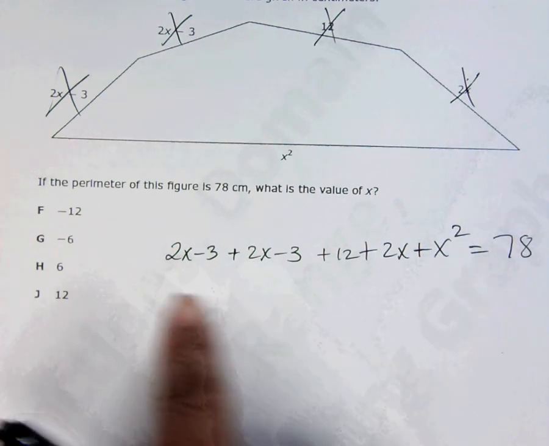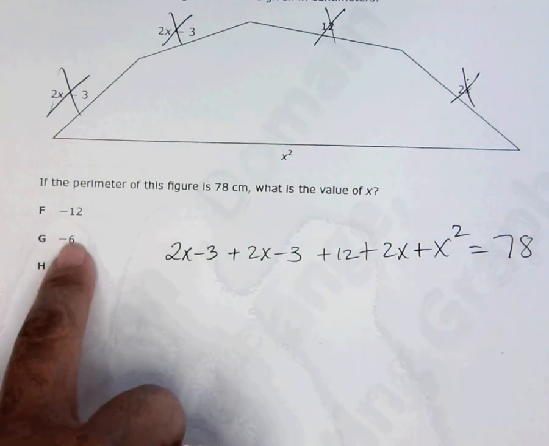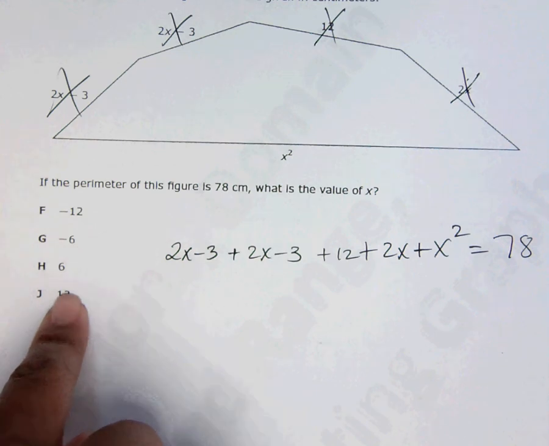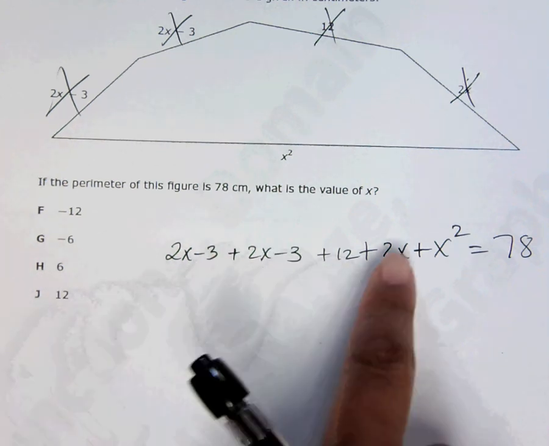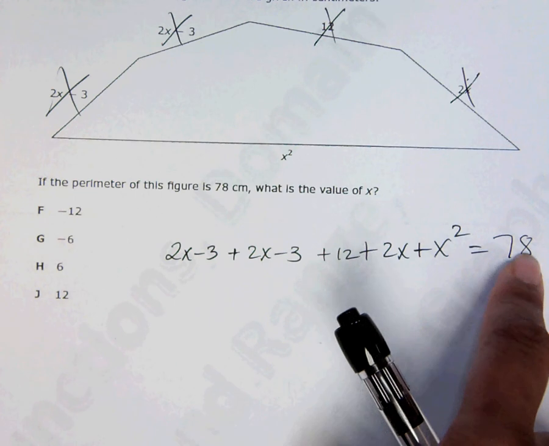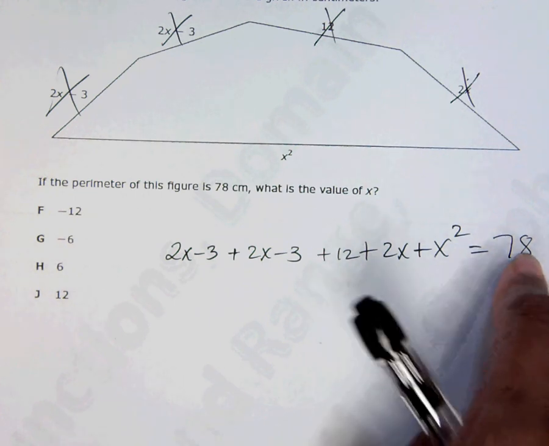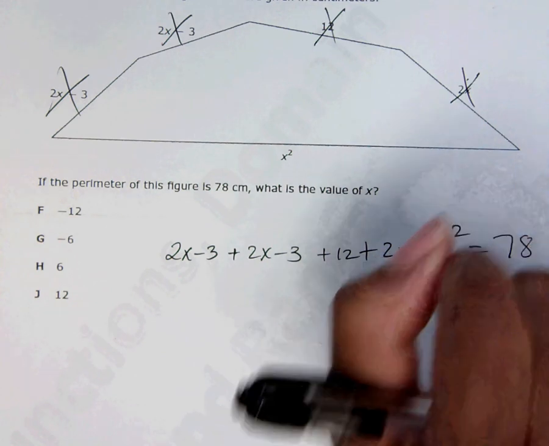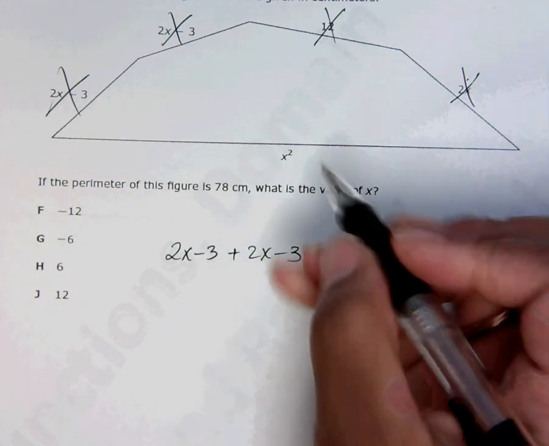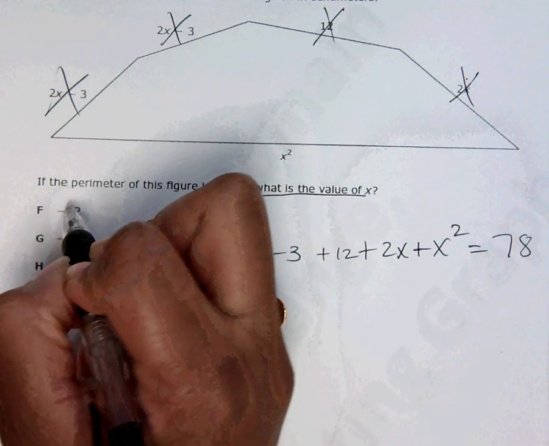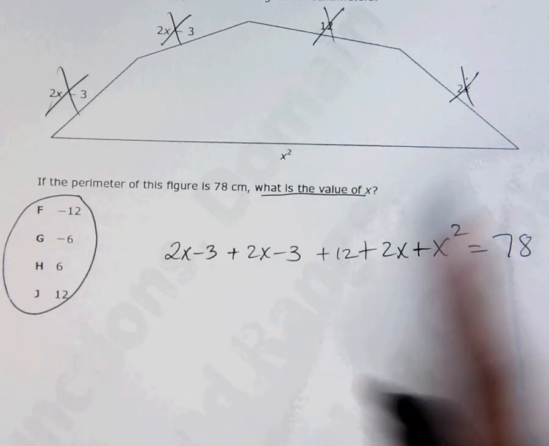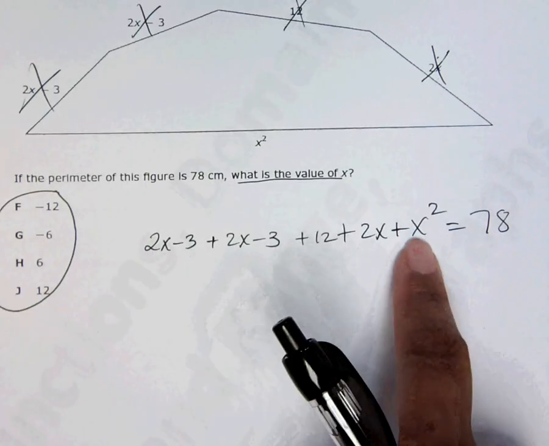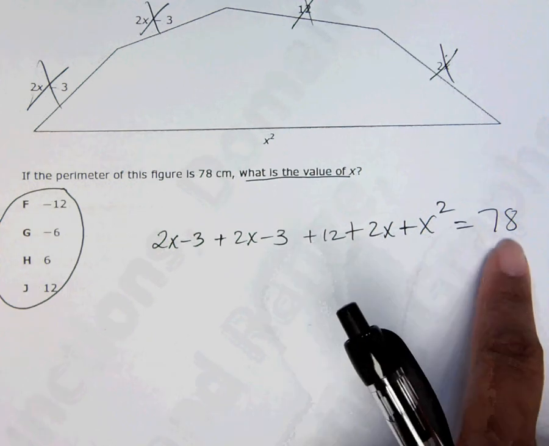Now, if this is true, and one of these is the answer, all I have to do is plug in each answer in the x spot and see which one gives me 78, honestly. And you're done. So that's why you have to realize, when you're taking a multiple choice test, it says, what is the value of x? That means these are the values of x. So just plug in x and see which one will give you 78.